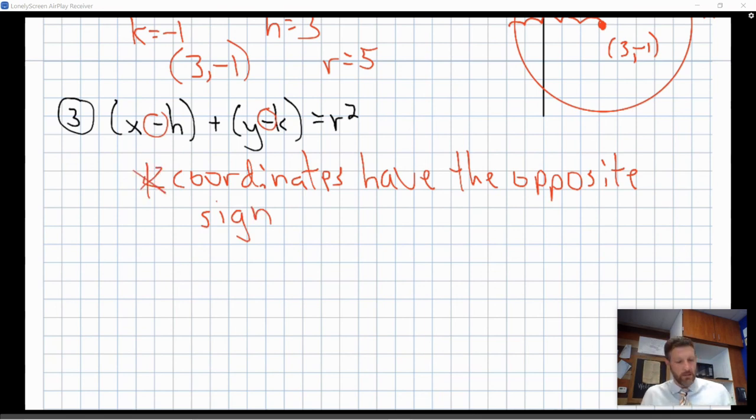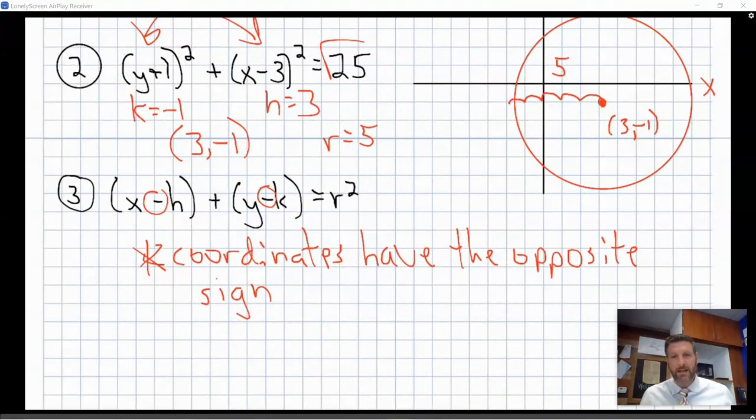So if you see, as we did up here, y + 1, then that means k is negative 1. If you see x - 3, then that means h is positive 3. So just always remember you're going to go with the opposite because the negative is kind of built into the equation. If you see a positive, that means there's a double negative. If you see a negative, that means it's actually positive, which I know makes perfect sense.